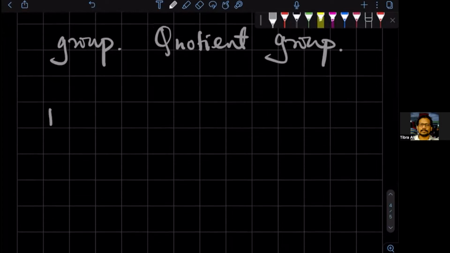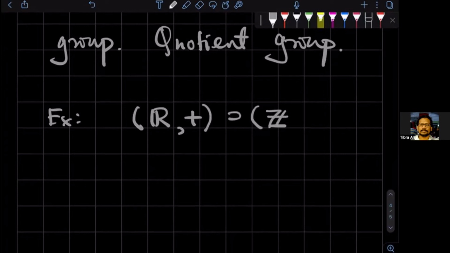And as an example, we can take the group of all real numbers under addition, and the integers form a normal subgroup of the real numbers, and therefore we can form a quotient group out of that, right? So we can have R over Z.